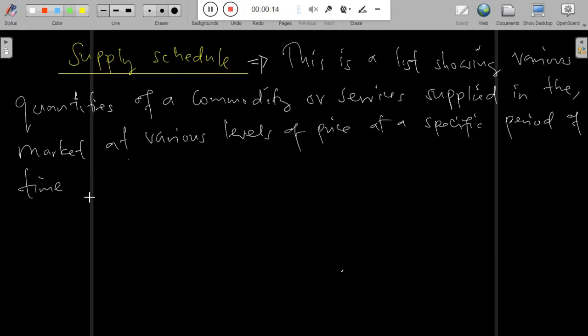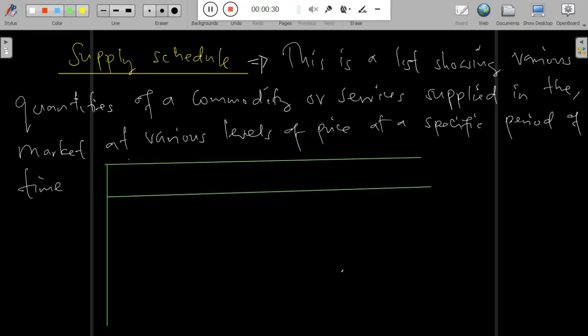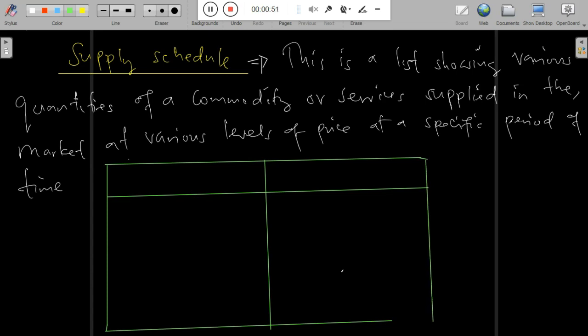Supply schedule. This is a list showing various quantities of commodities or services supplied in the market at various levels of price at a specific period of time. So under the supply schedule, as I told you, it shows the various quantities of commodities or services supplied in the market. Let's assume we have this kind of table over here.